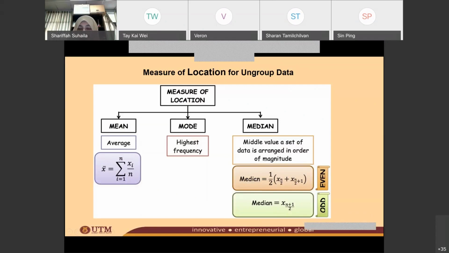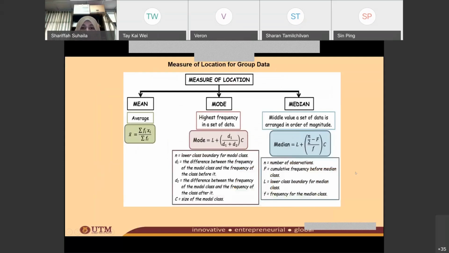Again, your median depends on whether the number of your observations is even or odd. For an even number, you take the average of the middle values. For an odd number, just check the middle value when you arrange the data from the lowest up to the highest order. The rest is still the same. So again, this is the mean, mode, median.